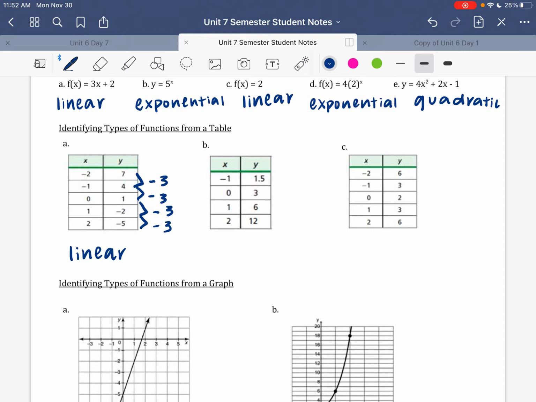In example B, we've got a pattern of multiplying by 2. And if it was hard for you to see it from that 1.5, jump to the next number. 3 times 2 is 6. 6 times 2 is 12. When we have repeated multiplication, this one is going to be exponential.